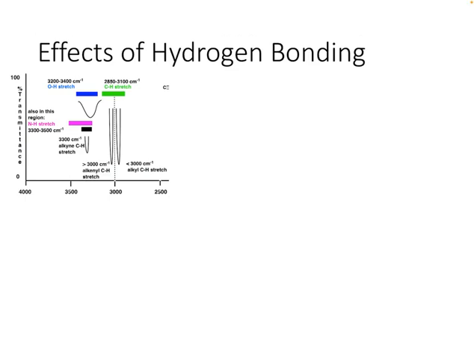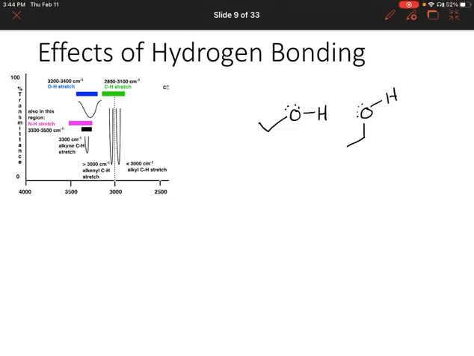Okay, so let's look at the effects of hydrogen bonding as well. So let's say that we're looking at ethanol. And we know that if hydrogen is bonded to oxygen, nitrogen, or fluorine, it can potentially go through hydrogen bonding as long as there's another electronegative atom nearby. So let's say we have another ethanol molecule. That's going to create a hydrogen bond.